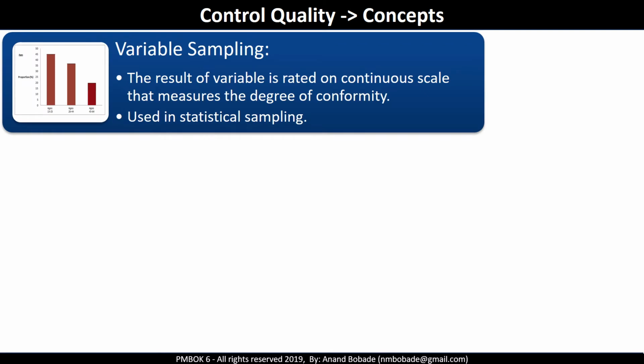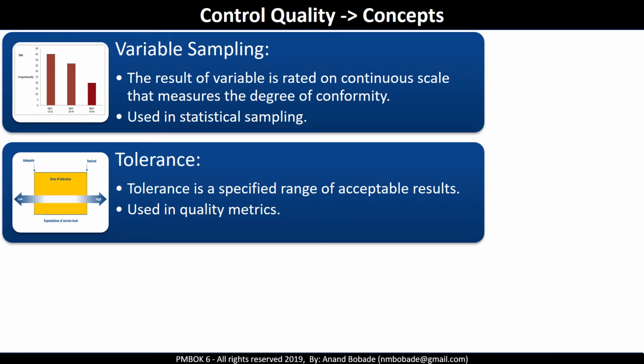Variable sampling. Again, it is about sampling, but in this case, the result of variables are rated on a continuous scale that measures the degree of conformity. For example, in software testing, a defect might be classified as low, medium, or high. So it's not yes or no, pass or fail, but they are classified on some sort of a scale. It is also used in statistical sampling.